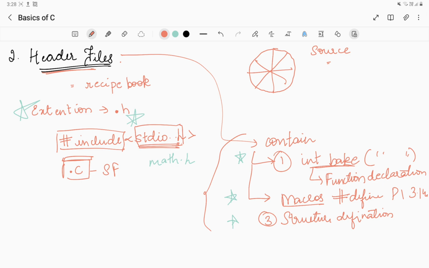Remember, the header file is basically like the recipe book for the source code. You have the ingredients in the source code, now you have the recipe book. In the upcoming videos, I'll be talking about the other files, the object file and executable file, and I'll explain how that works in the analogy as well.